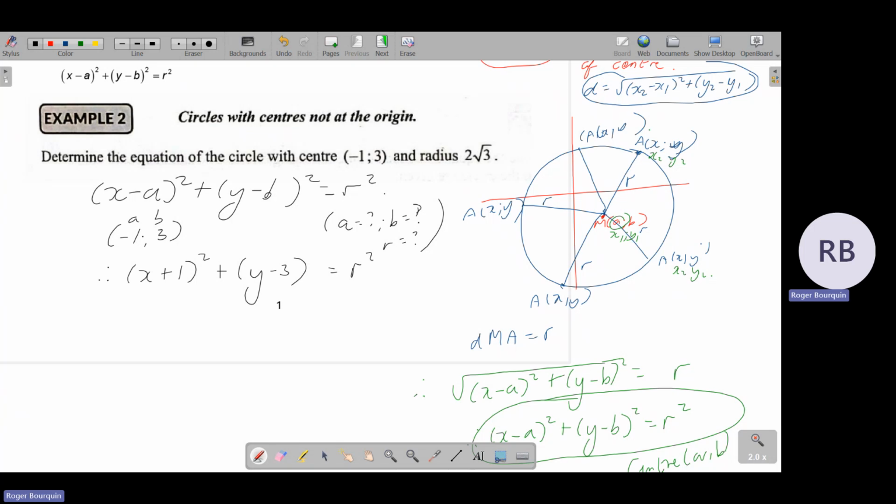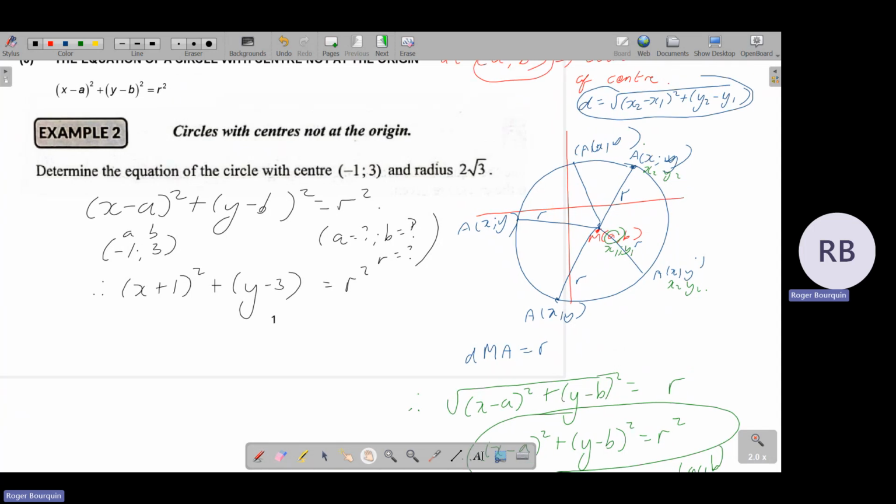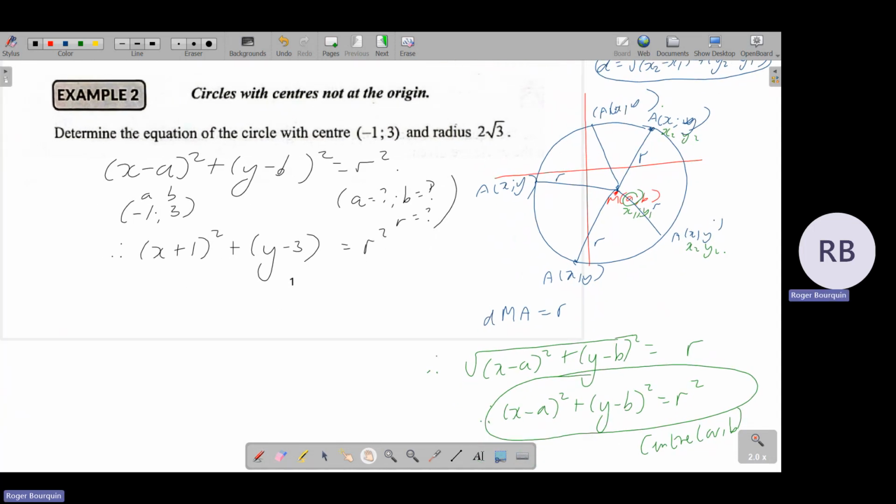So I'm not quite done. We have r. R is equal to what? 2 root 3. Wait, I left my square sign out. So it's going to be equal to r squared, and the radius is 2 root 3. So you're just going to leave it like this. Are you with me, Rudra? Great. Okay, x plus 1 squared plus y minus 3 squared.